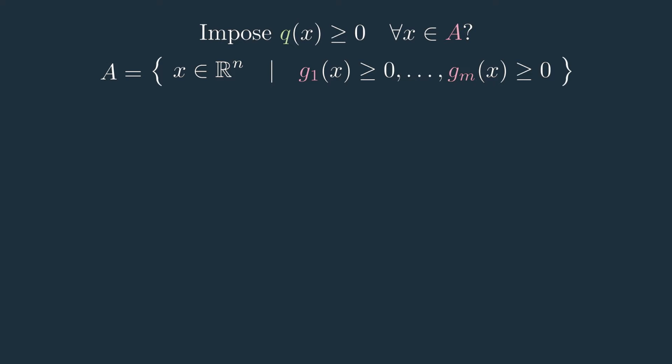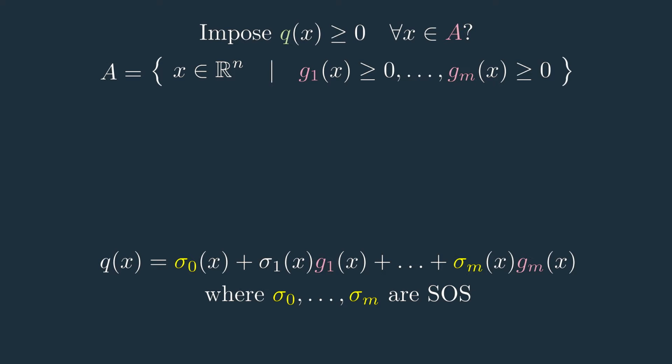Here is the idea. If I can find some sum of squares polynomials sigma 0 to sigma m such that the following identity holds, then I have ensured that Q is non-negative on the set A. To see why that's true, take a point x in the set A. Then every term that appears in this sum is non-negative, because we're either looking at some sigma i of x, and sigma i is a sum of squares, so non-negative, or we're looking at some g_i of x, which is non-negative because we took x to be inside the set A.